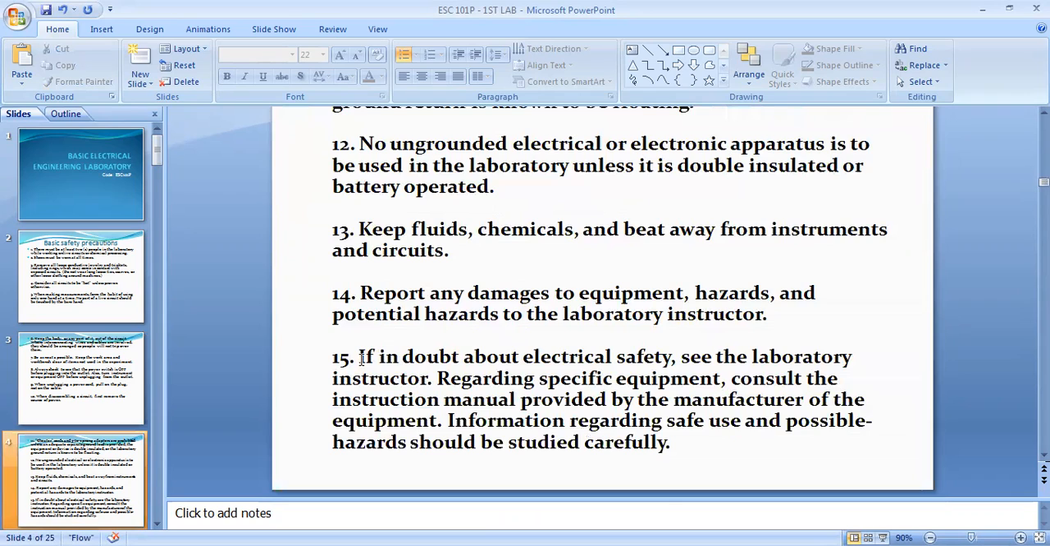Point number 14 is very important. I hope all of you can see point 14 in the electrical safety: report any damage to equipment, hazards and potential hazards to the laboratory instructor. Your laboratory teacher is always there for you. If you run a particular experiment, it may happen that some meter gets damaged, some instrument gets damaged, some flashing occurs. If something happens unexpectedly, you must tell your instructor, so that the instructor can come and solve the problem.